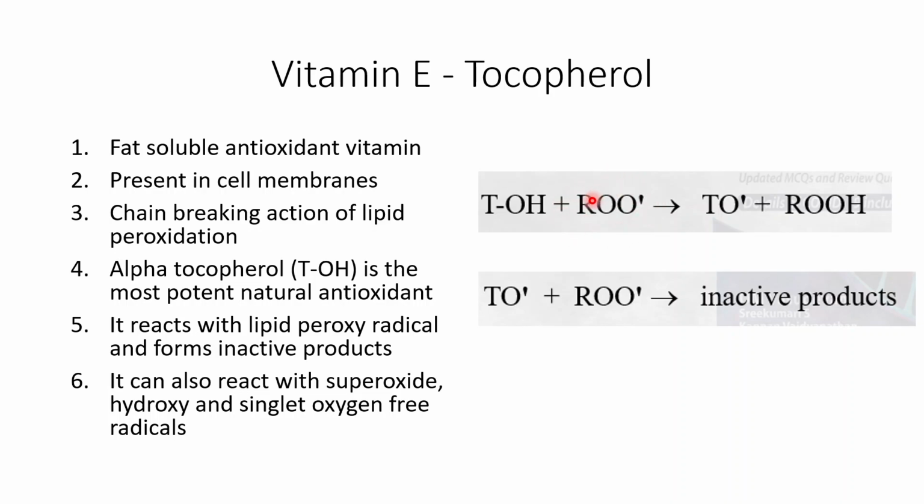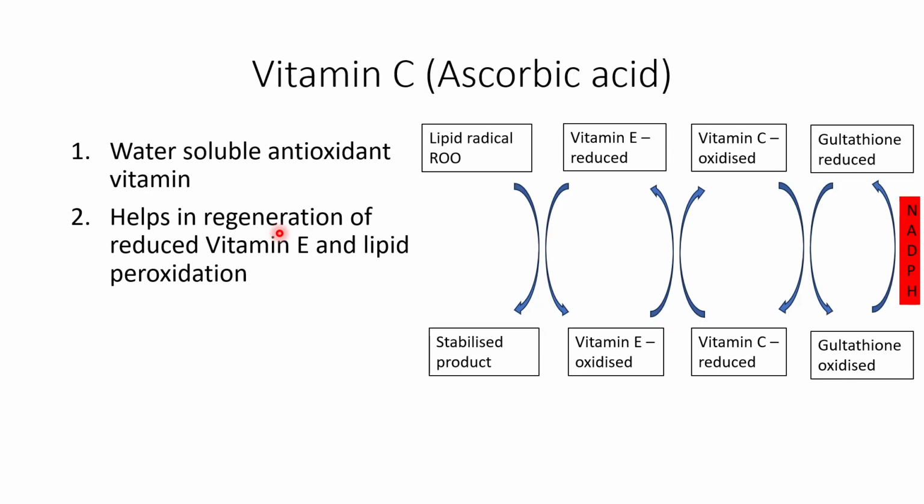So this breaking of chain is with the help of alpha tocopherol, or vitamin E. Vitamin E reacts with this lipid peroxy radical and can lead to formation of inactive products. This is why vitamin E is called a chain breaking antioxidant in lipid peroxidation. Next is vitamin C, which also helps vitamin E.